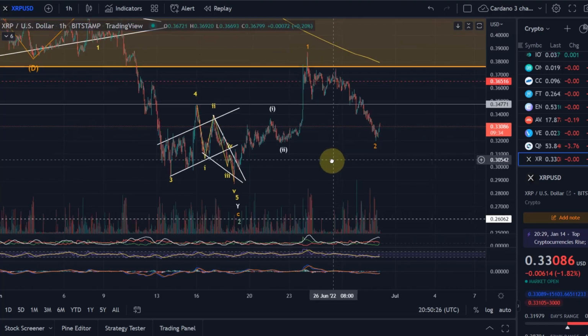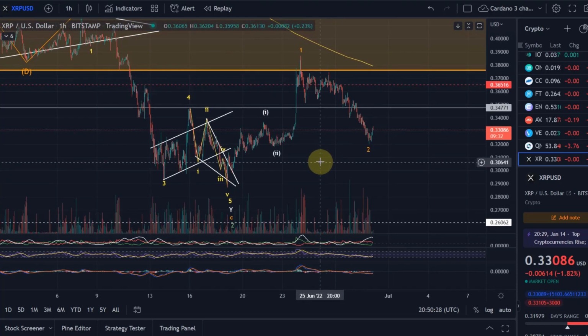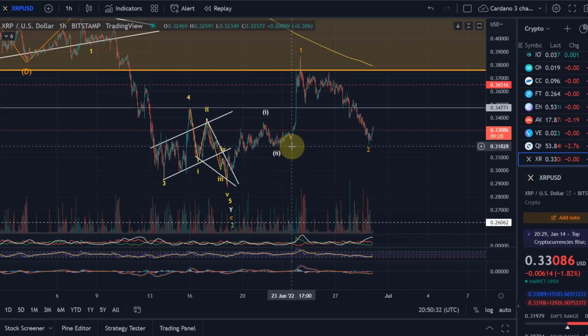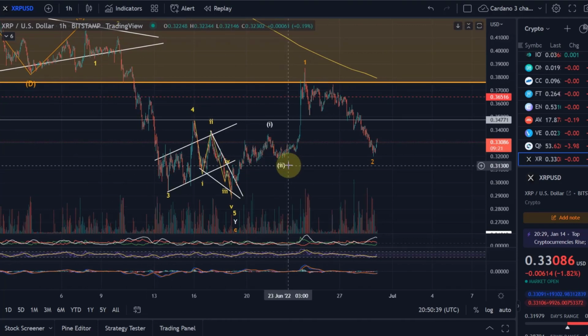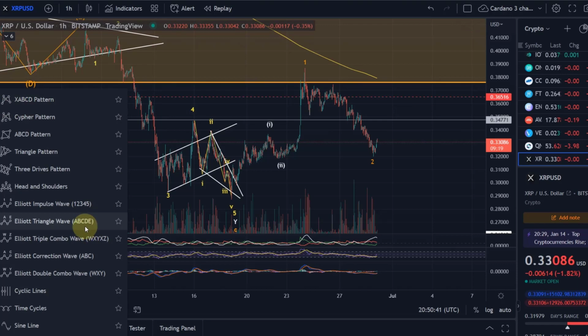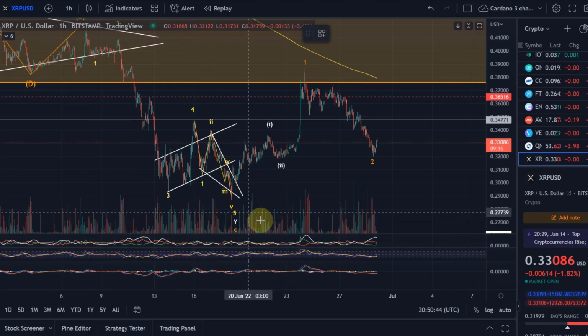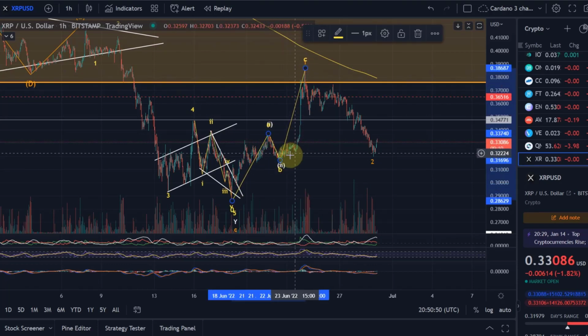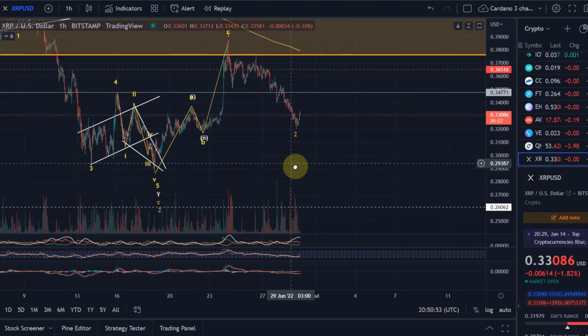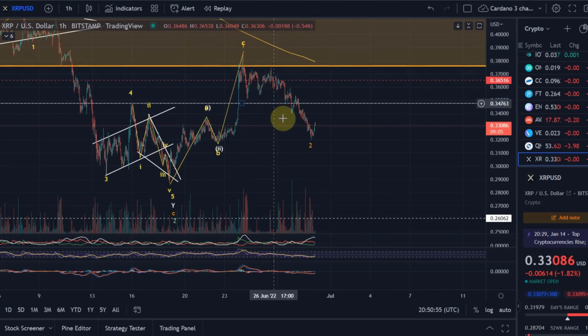What would happen then, and I tell you that before it happens so that you are prepared: if we go below this swing low, below 31.8 cents, then I'm going to show you the wave count that I'm going to go with. I'm going to go with the wave count that this rally from the low was just another corrective rally, A, B, C. And that we are then coming down in an impulse down.